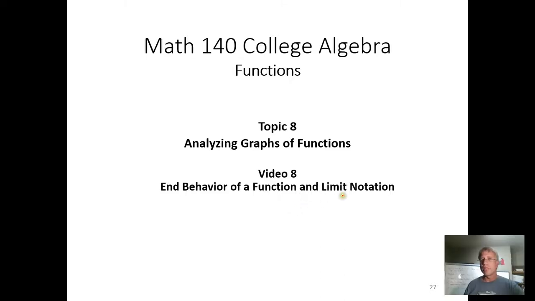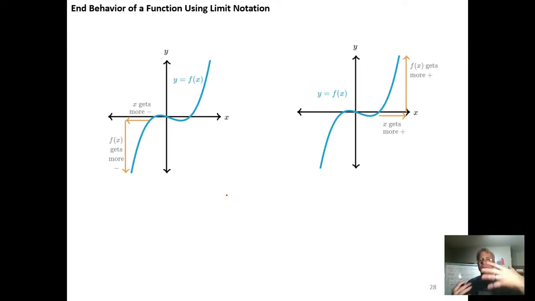So in this video, we're going to use limit notation to describe the end behavior of functions. So here's the basic idea. I have two pictures here, but the pictures are of the same function. And if we look carefully at this function, understanding that because we don't have a closed dot or an open dot on either end of the function, we're assuming that there's an arrow indicating that this function is going infinitely far to the left and infinitely far to the right.